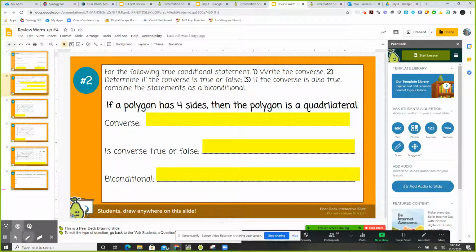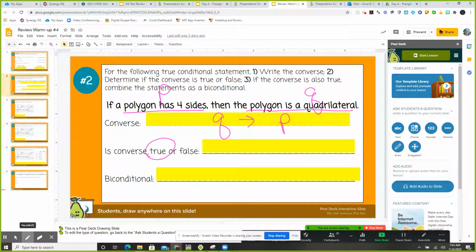Converse, I'm going to take the P and put it at the end. So 4 sides go at the end. And I'm going to take the Q and I'm going to put it at the beginning. So if I read my statement, it would be, if the polygon is a quadrilateral, then it has 4 sides. Is that true or false?